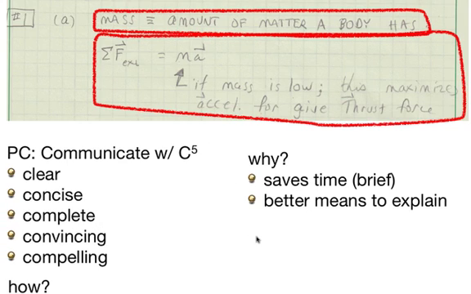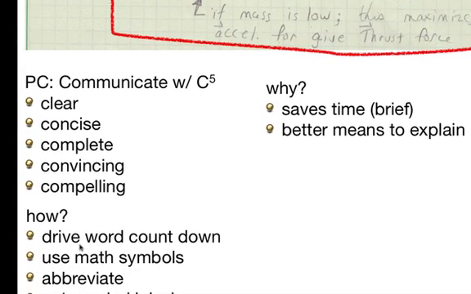Second performance criteria is to communicate with C5. And C5 is a shorthand with be clear, be concise, be complete, be convincing, be compelling. And why do we do this? It saves us time to be brief, and it's a much better means to explain to other people. How do we do this?